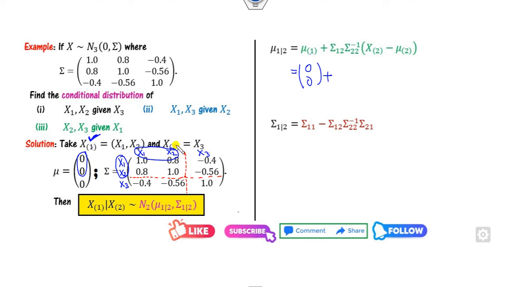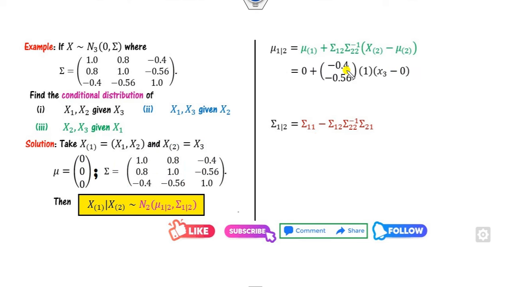This is my x2. So 1, 2 minus 0.4, sigma 1 2, this number. What is the inverse of the 1? Still 1. What is x2? This is my x3. Minus mu2 is 0. So from this, always remember you are not using this matrix. Always use this matrix. Now you can substitute this value for x1, 2. This is my x1. This is my x2.